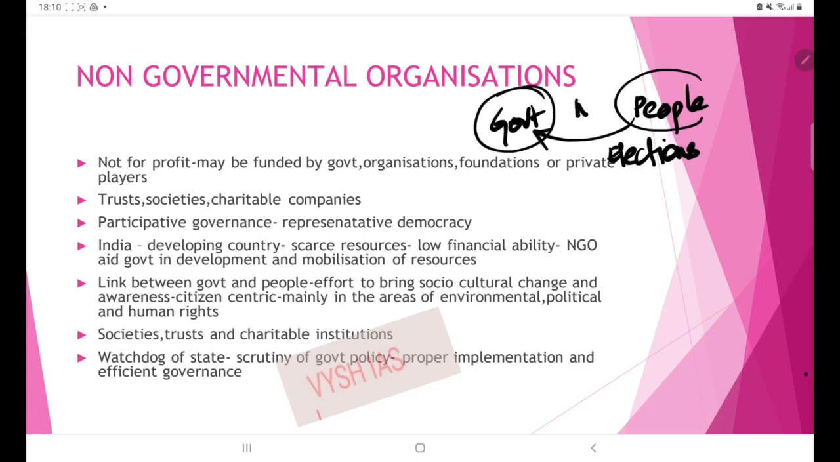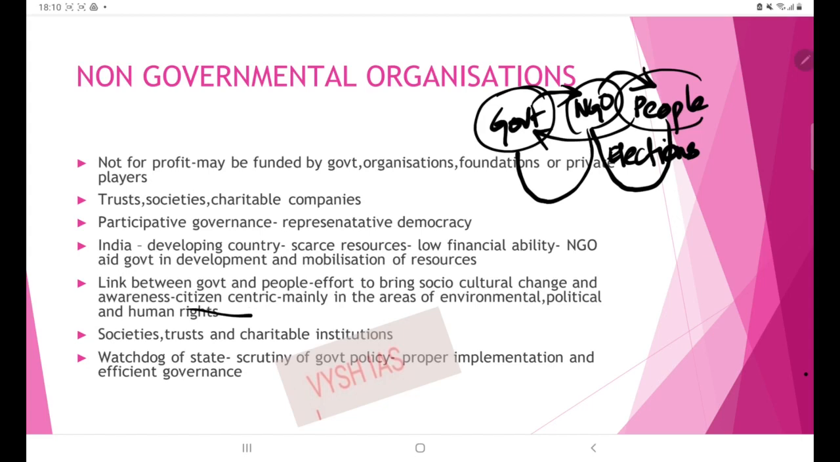So NGOs are acting as a bridge. The government's shortcomings will be communicated by NGOs to the people. In the same manner, the people's aspirations will be communicated to the government by the NGOs. So it is bridging that gap between government and people, and it is working in a citizen-centric manner.